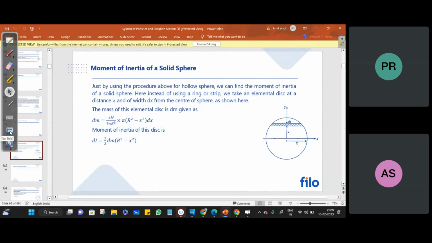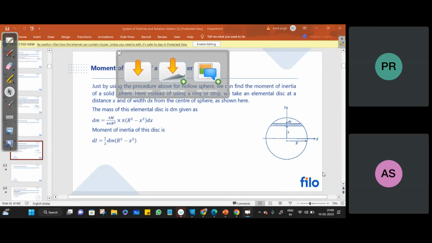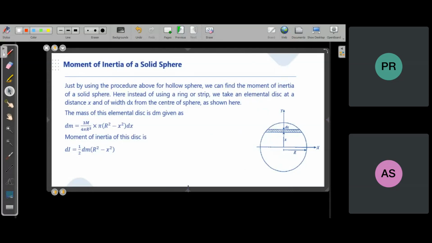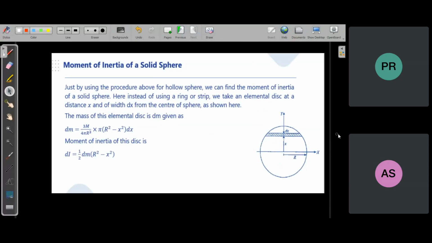Similarly, in case of the moment of inertia of a solid sphere, you will take a disk at a distance x of some thickness dx. This is a disk. Now again you will find the mass of the elemental disk, and then use the formula for the moment of inertia of the disk, m r square by 2, that is dI, and then again integrate. Vary this x from 0 to capital R.